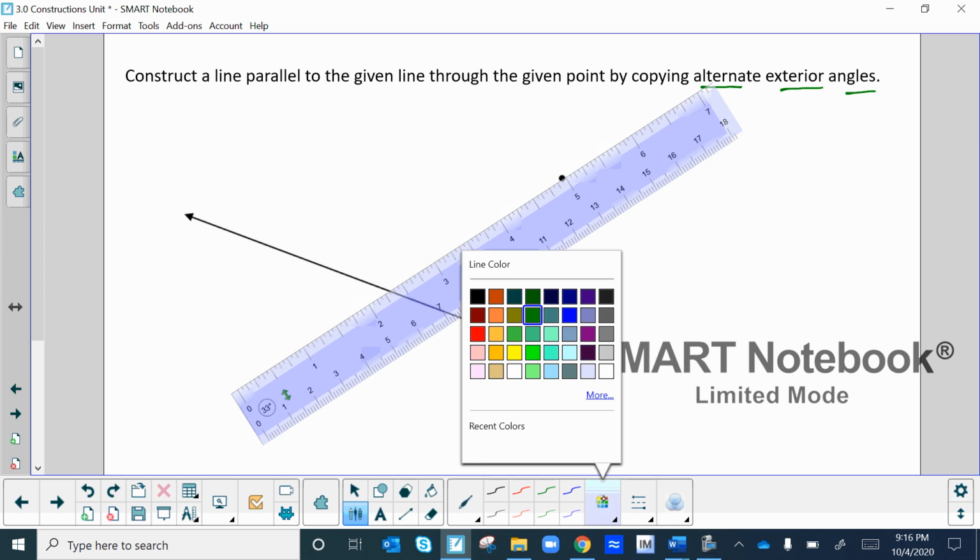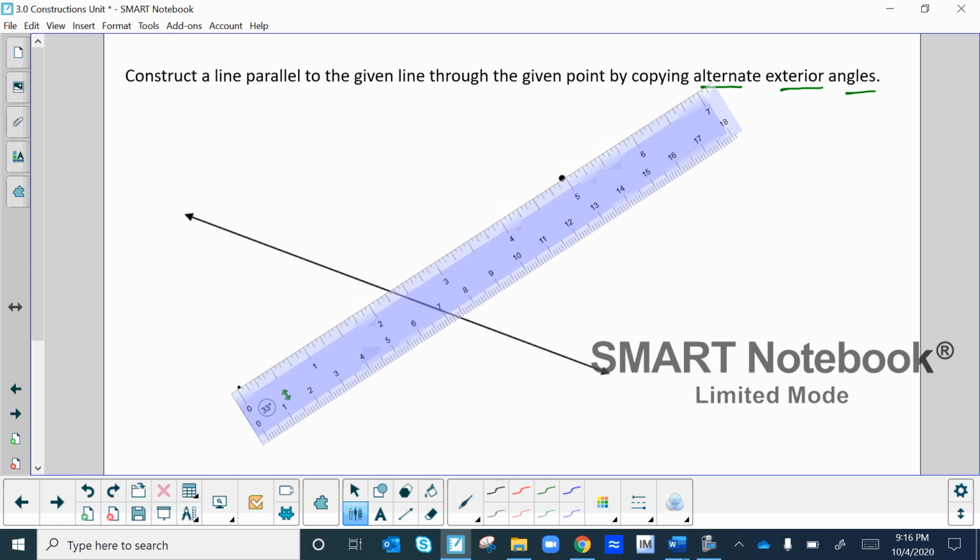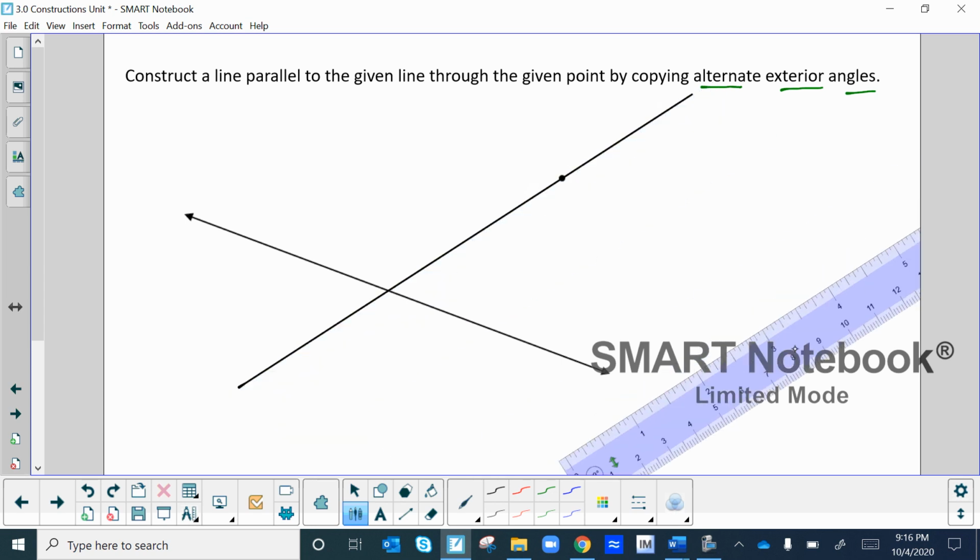All right, so let's get a black color. All right, should draw a nice big transversal. Again, don't draw a dotted line, then it gets a little complicated sometimes. Okay, so think about it. Alternate exterior angles. Okay, imagine a line right here, and I'm going to sketch it, but I'm going to erase it. Imagine a line being parallel going through that point. Remember where alternate exterior angles are.